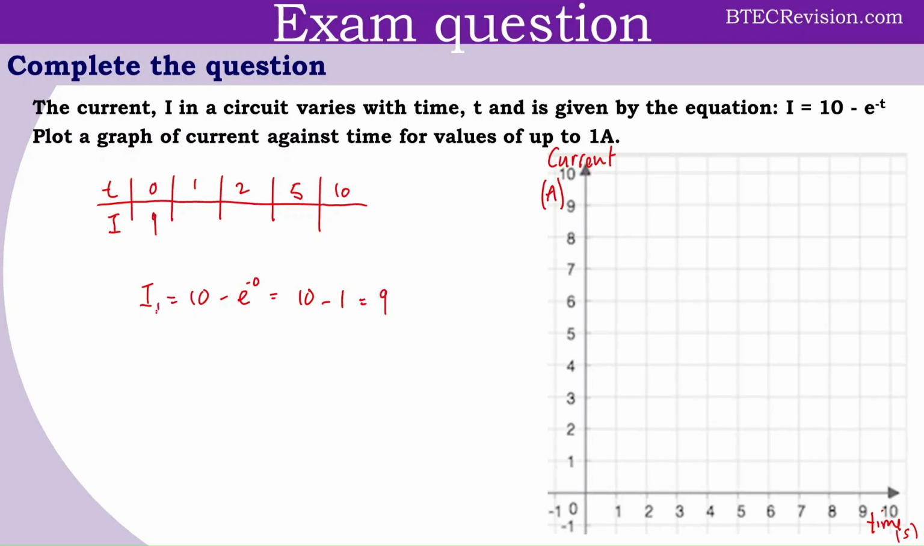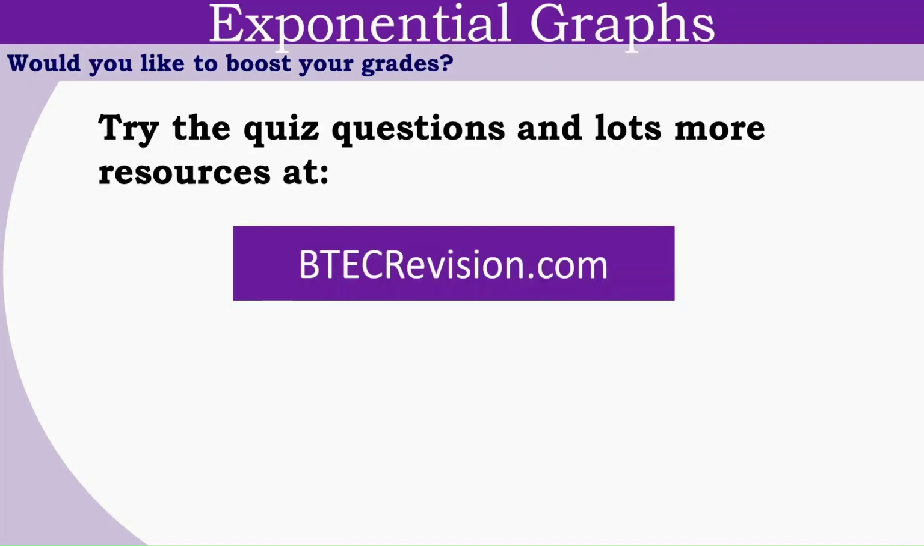For the second value, it's 10 take away e to the power of -1, and that's going to be equal to 9.6. So I just filled in the rest of the values using my calculator. Now we are ready to plot the graph. So for time is 0, we will have a current of 9. And for the second, and that's the end of the lesson.